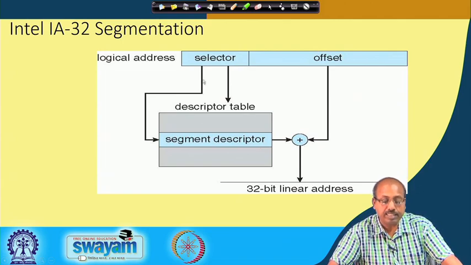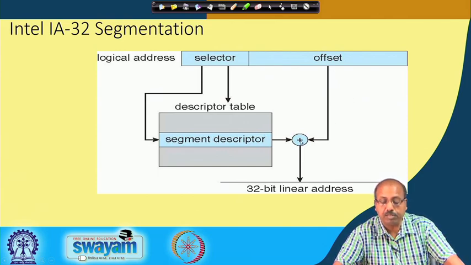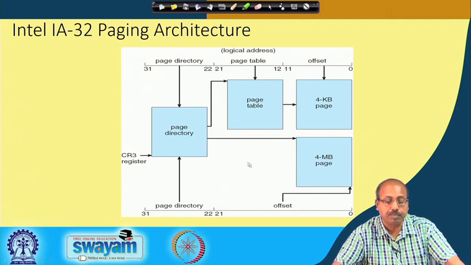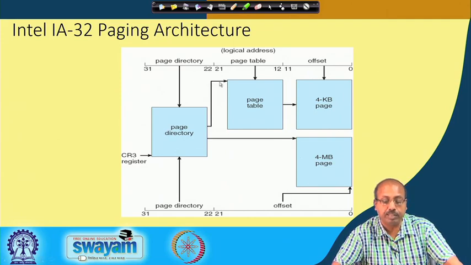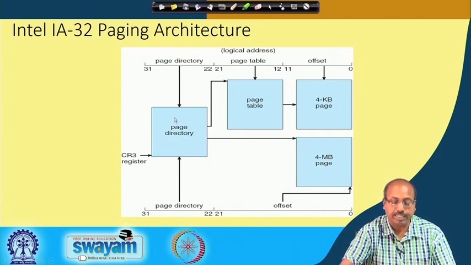So, the logical address that we have has a selector part, that is the segment, that gives the corresponding segment descriptor, and then the offset comes, and these two are added, and then we get the 32-bit linear address from the logical address. And then this linear address, that is the 32-bit, has the page directory part. Paging is a two-level hierarchy, as I said. The first level is called the directory entry, and the second level is the page table.